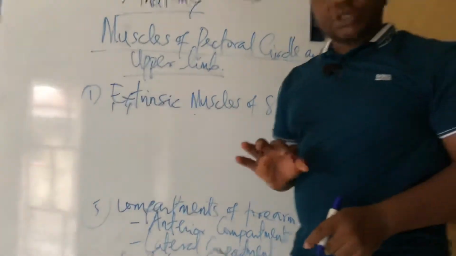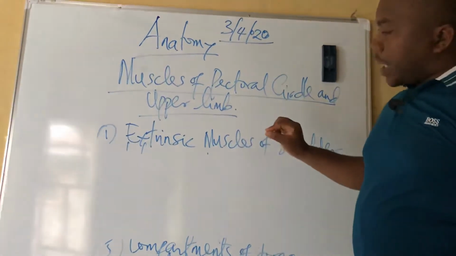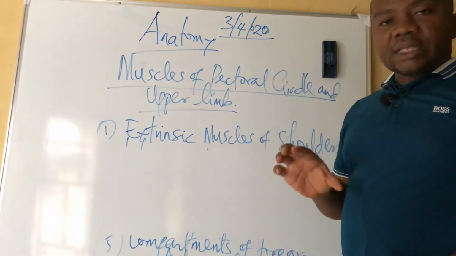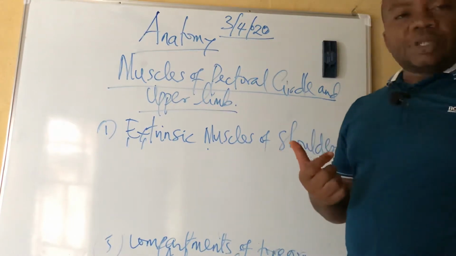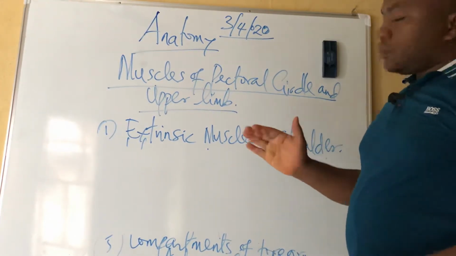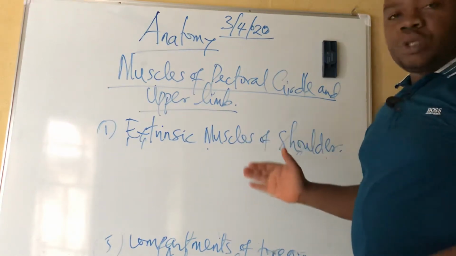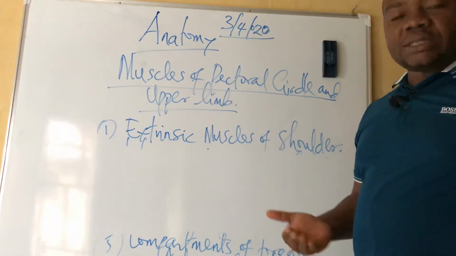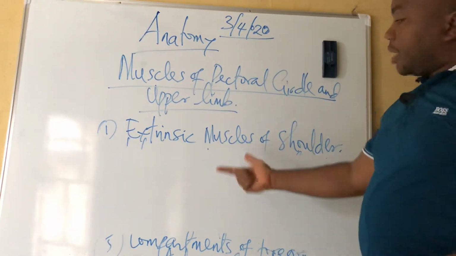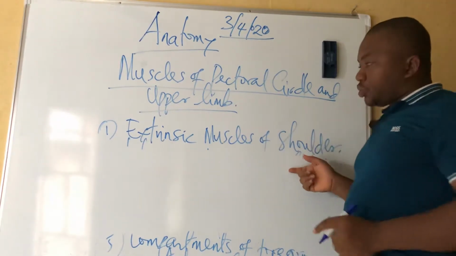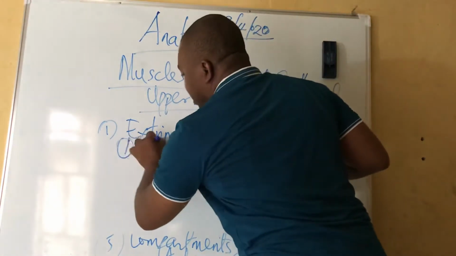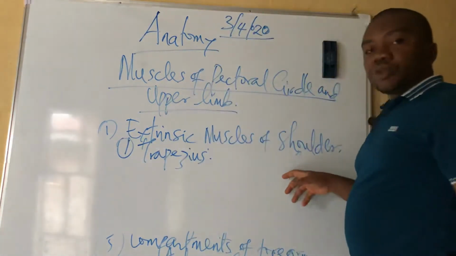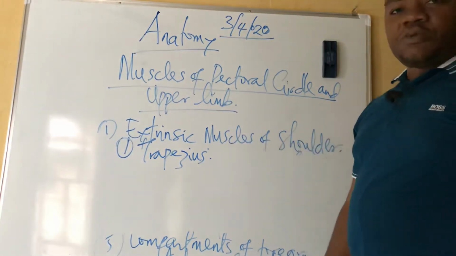Please, I would like to beg for something. If I give you these muscles, please check your Atlas of Anatomy or any of the anatomy textbooks to confirm if these muscles actually conform to their origin and insertion and their actions, and you can also look at their innervation yourself. But for the extrinsic muscles of the shoulder, the first muscle you have is referred to as the trapezius. The trapezius is the first muscle of the extrinsic muscles of the shoulder.